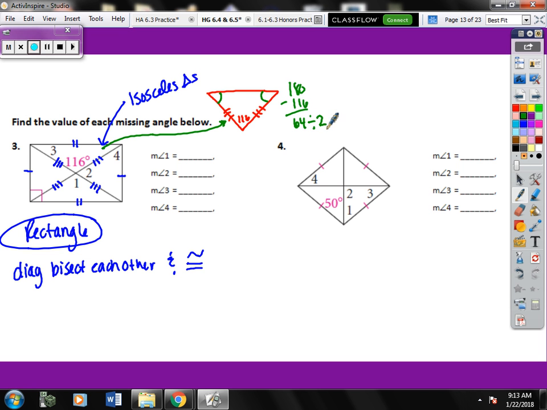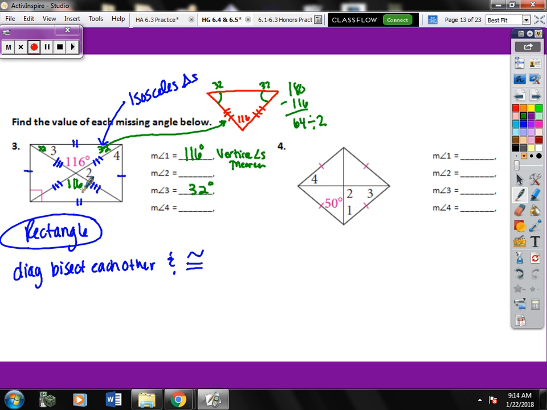And then we have to cut that in half, so this would be 32 and 32. So the measure of angle 3 is 32, and so is the measure of the unnamed angle. All right, what other angles could we identify? Jeremiah? Angle 1 would be what? Why? Good. Remember, the vertical angles theorem says that vertical angles are congruent. So angle 1 is 116.